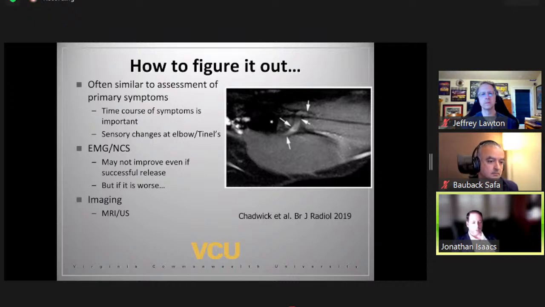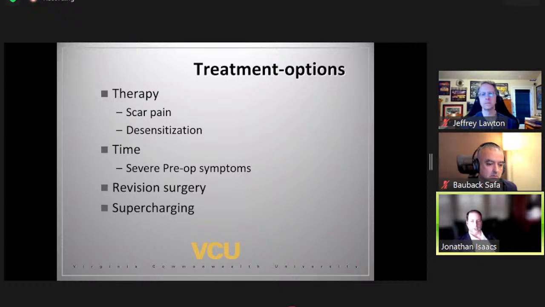MRI and ultrasound, as Jeff pointed out, can be very helpful. You can see kinking, you can see nerve enlargement. Again, I'm not sure that an enlarged nerve, even if it's technically fully released, returns to a perfectly normal caliber. There is some literature on that, but not enough. But certainly if the nerve looks terrible or if you see kinking, I think that would really point towards the possibility that there is something further that can be done or should be done.